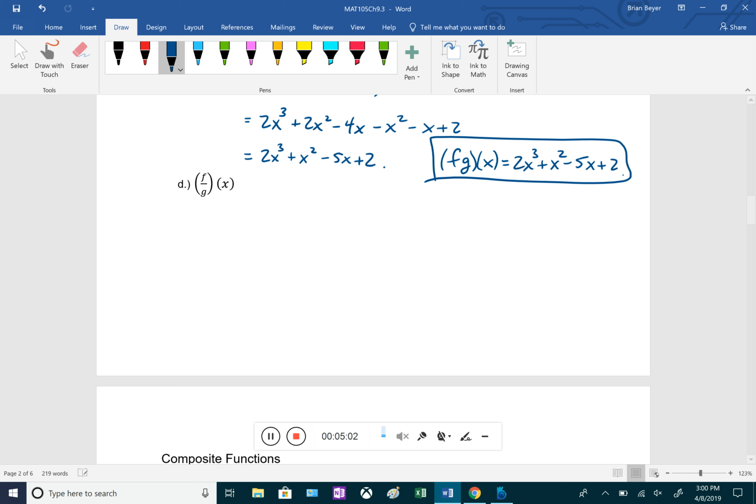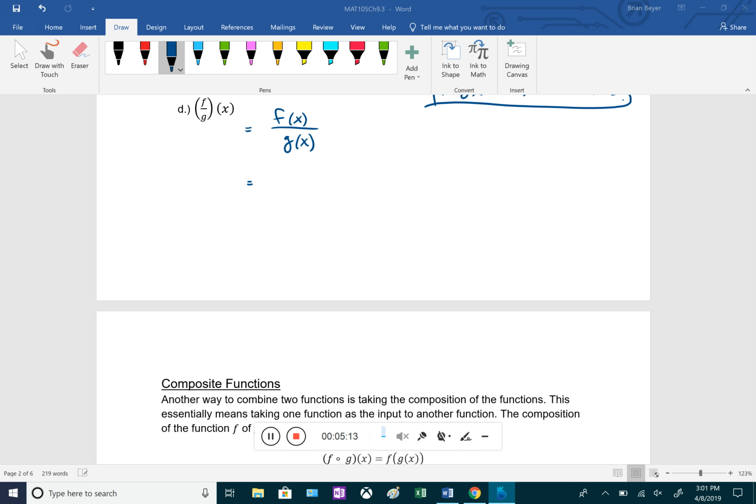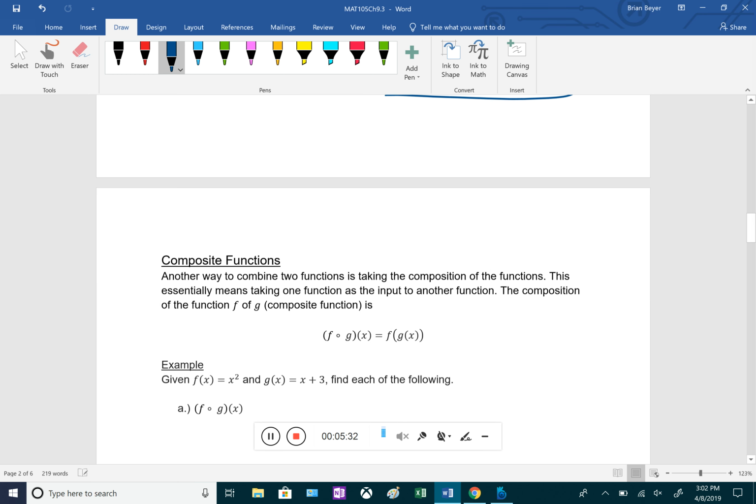And for the last one here, we have f over g of x, f divided by g of x. This just equals f of x divided by g of x. So all we have to do is divide them. It's going to be 2x minus 1 over x squared plus x minus 2. Normally you might try to factor them and simplify it, but that's actually all we can do. So that would be our answer for this one. Okay, so that's essentially all review except for the new notation.